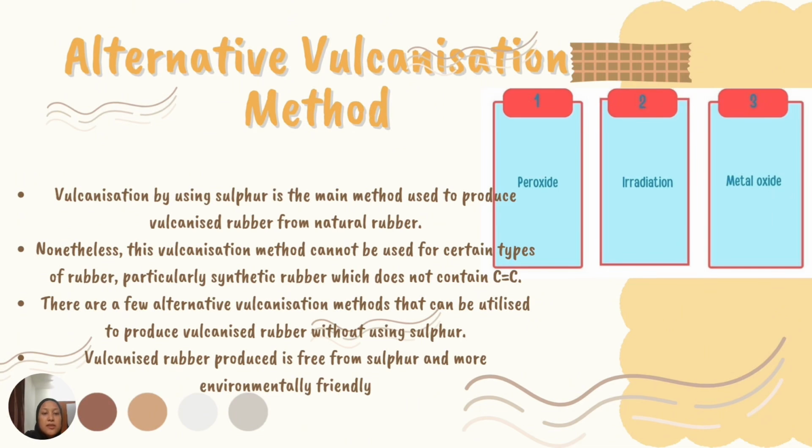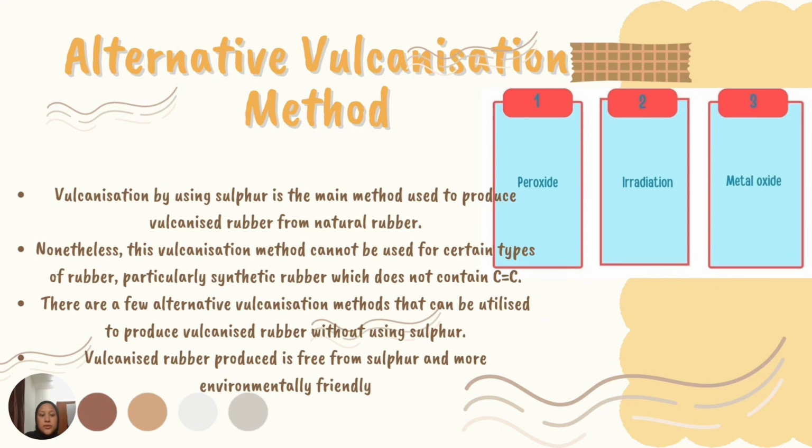So for the alternative vulcanization method, it has three. So it's peroxide, iodination, and metal oxide. So for the vulcanization by using sulfur, it is the main method used to produce vulcanized rubber from natural rubber.